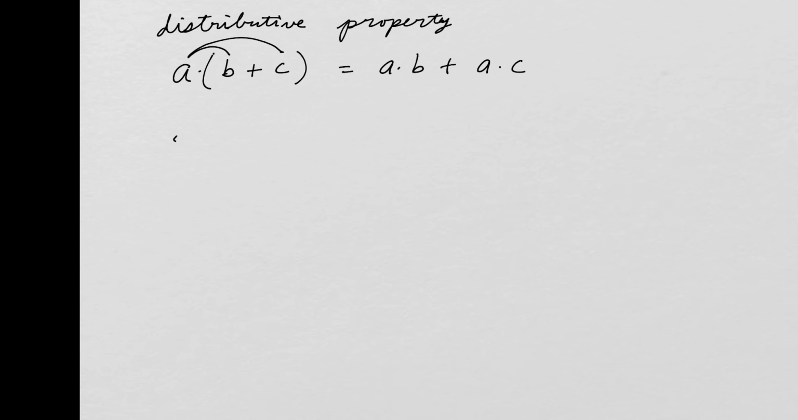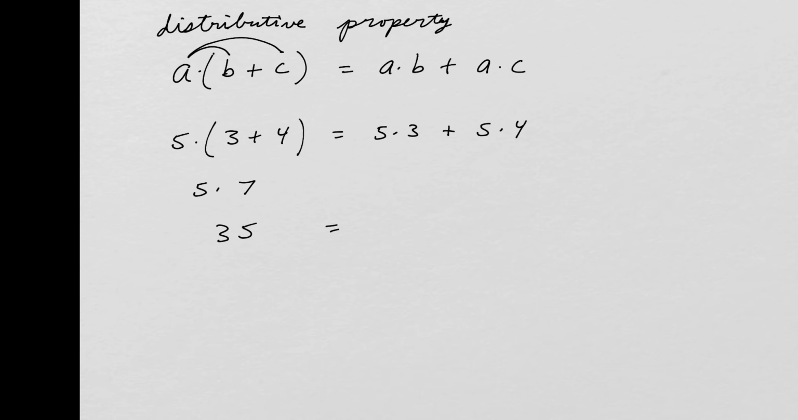Let's say A is 5, B is 3, and C is 4. Then what this is saying is that this should be equal to A times B, so that would be 5 times 3 plus A times C, so 5 times 4. Well, let's check it. Order of operations, right? So I need to do inside parentheses first. So this is 5 times 7, right? 3 plus 4 is 7. And that's equal to 35.